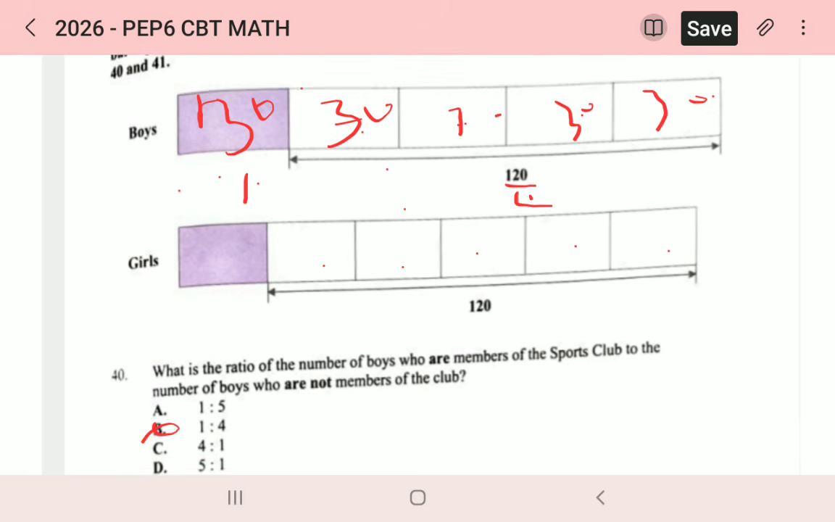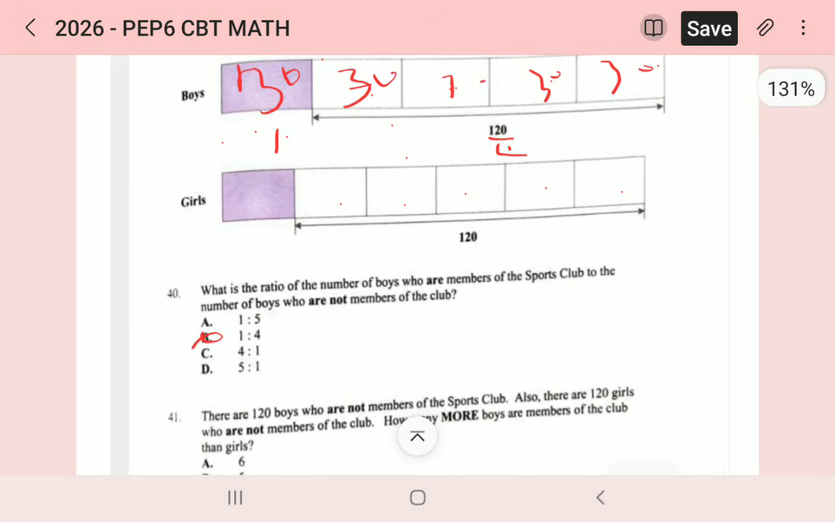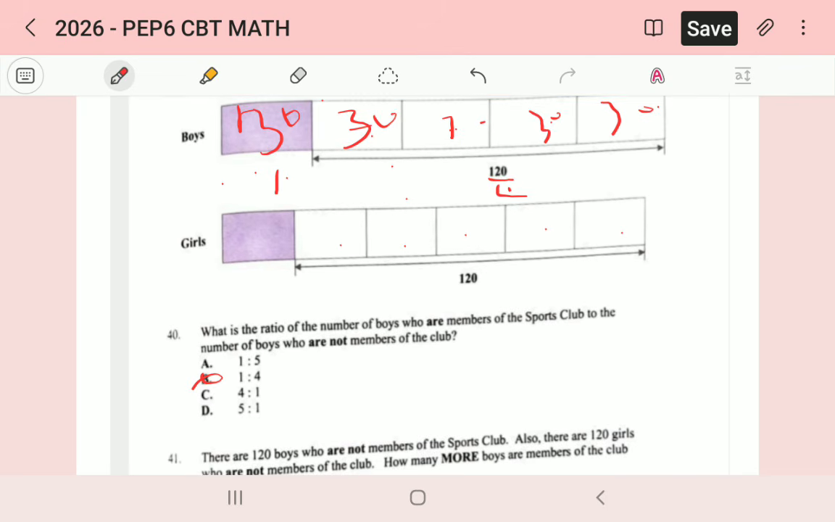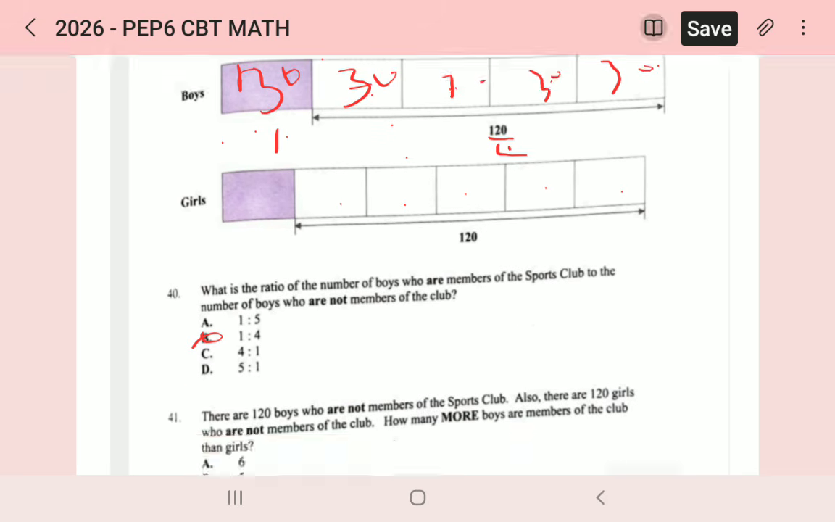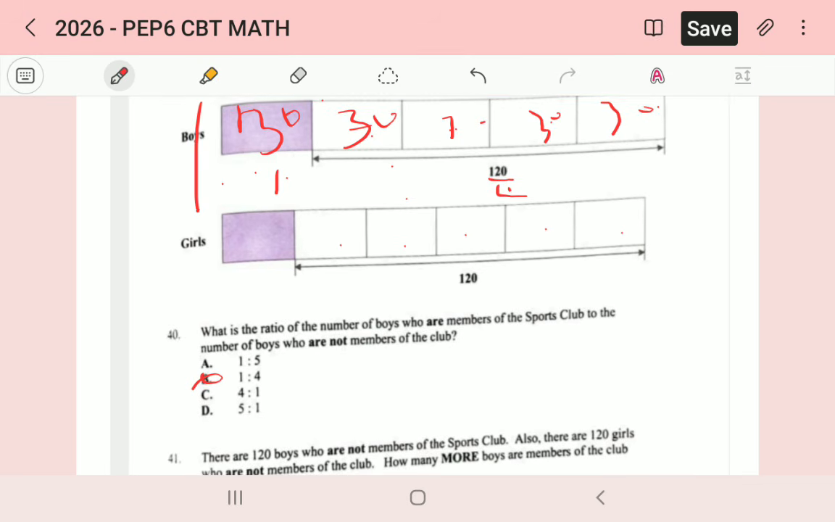But let's work out 41 now, not using the full span as 120 as I was just rushing and looking at, all right, all of that is 120. So now it says there are 120 boys who are not members, which would be the unshaded. 120 girls who are not members, which is also the unshaded down here. How many more boys are members? So we're looking towards the shaded side now. This is what we're working with, the shaded section. How many more boys are members than girls?